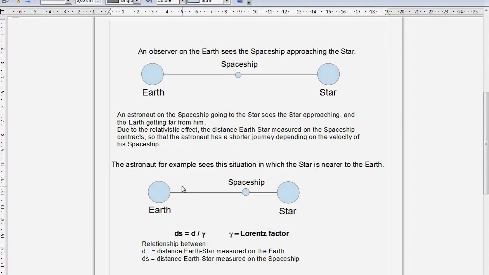The astronaut, for example, sees this situation in which the star is nearer to the Earth, and the relationship between the distance Earth-star measured on the Earth and the distance Earth-star measured on the spaceship is this, in which gamma is the Lorentz factor.